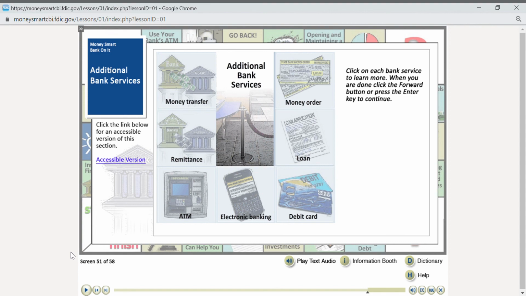Loan. A loan is money you borrow from a bank with a written promise to pay it back later. Banks charge you fees and interest on loans. Interest is the money you pay to borrow money, and it is added to the total amount you must pay back.